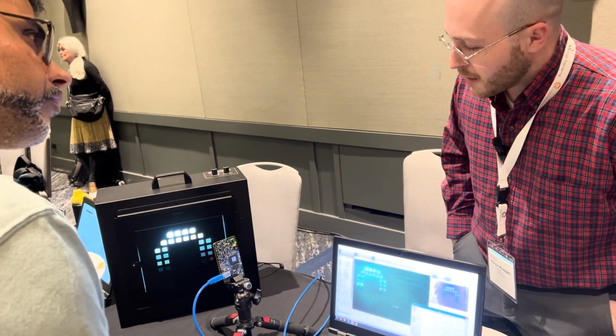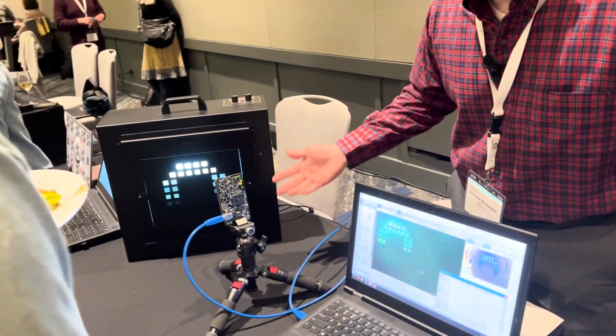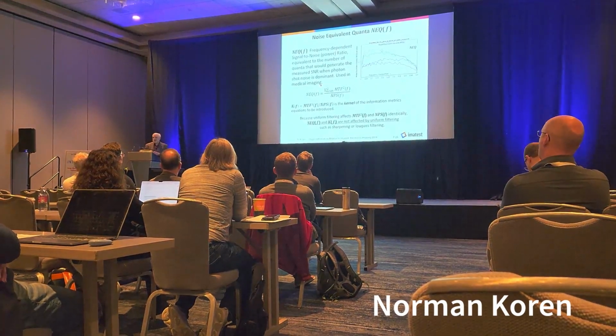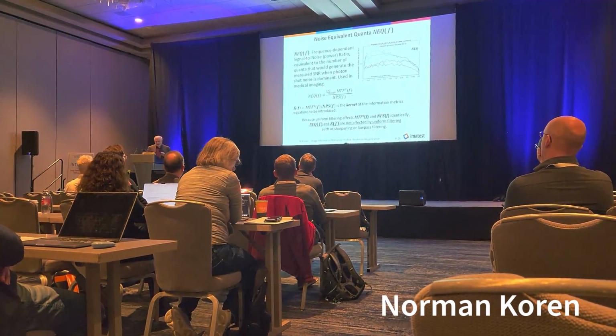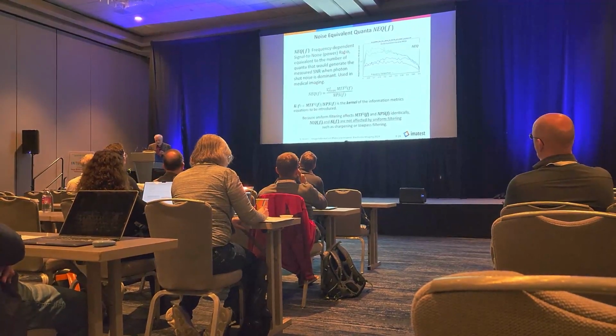What you have to do is you have to take these videos at multiple light levels to be able to evaluate the full range of the sensor. The first important metric that we come up with is the noise equivalent quantum. And that's a frequency-dependent signal-to-noise ratio.